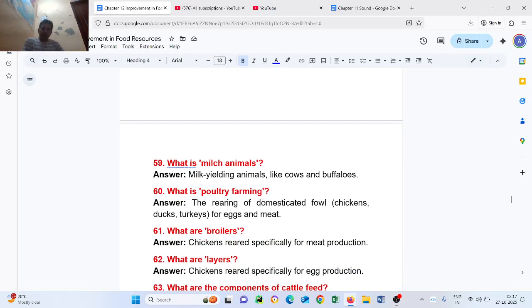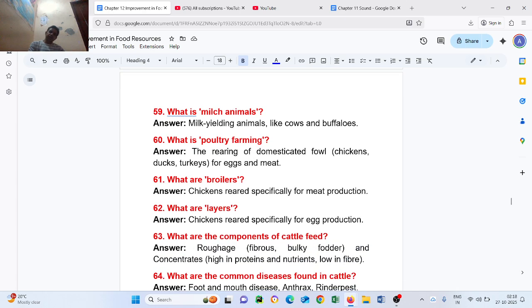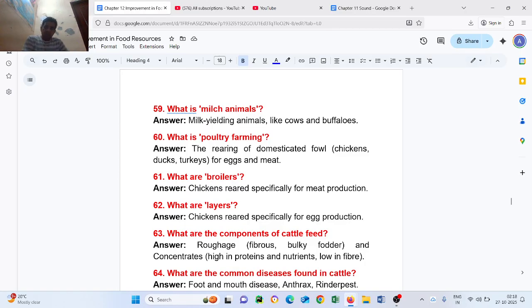Question number 61. What are broilers? Chickens reared specifically for meat production. Question number 62. What are layers? Chickens reared specifically for egg production. Question number 63. What are the components of cattle feed? Roughage, fibrous, bulky fodder, and concentrate, high in protein and nutrients, low in fiber.